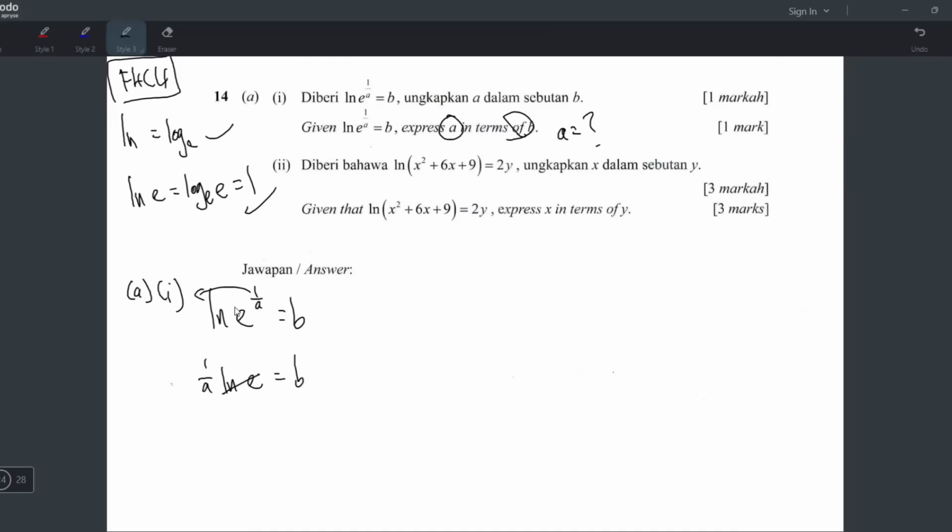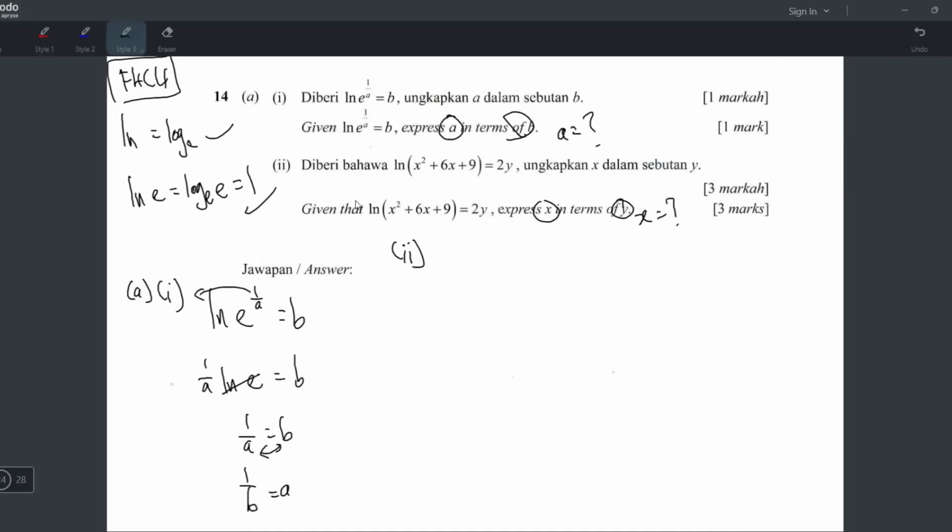So now you can cut the ln e, it becomes 1. So it becomes 1 over a equals b. So a equals 1 over b lah. The a and b just tukar tempat. That's it. So easy. Number 2, given that ln of x squared plus 6x plus 9 equals 2y, express x in terms of y, means nak cari x lah.